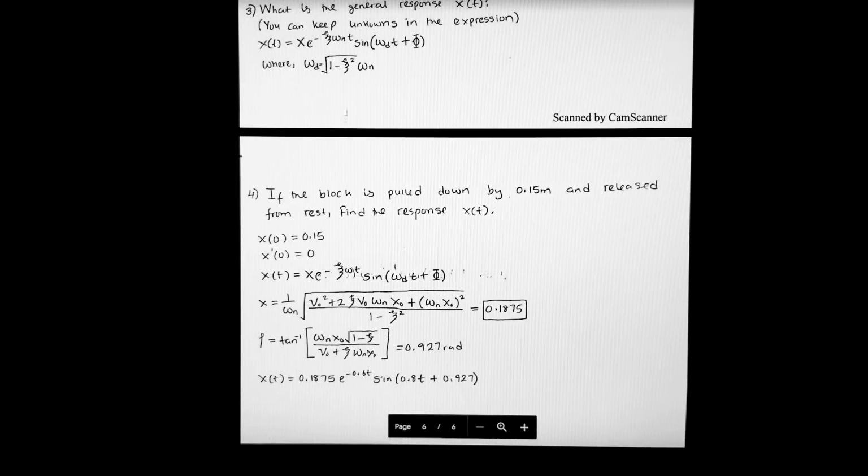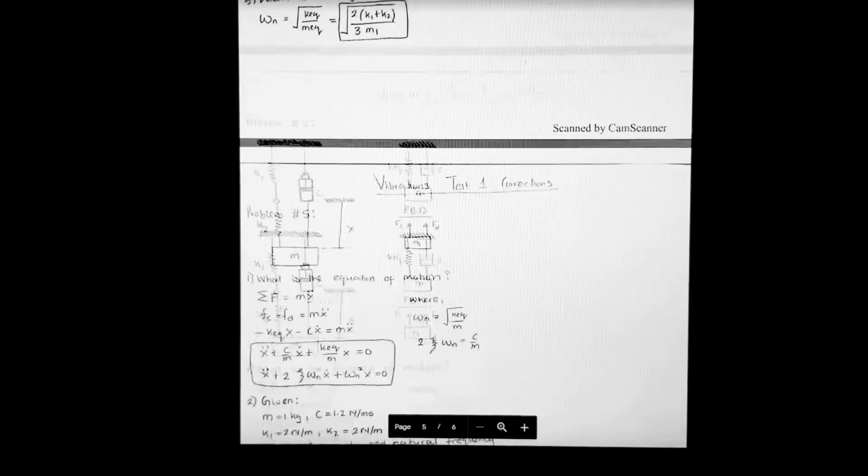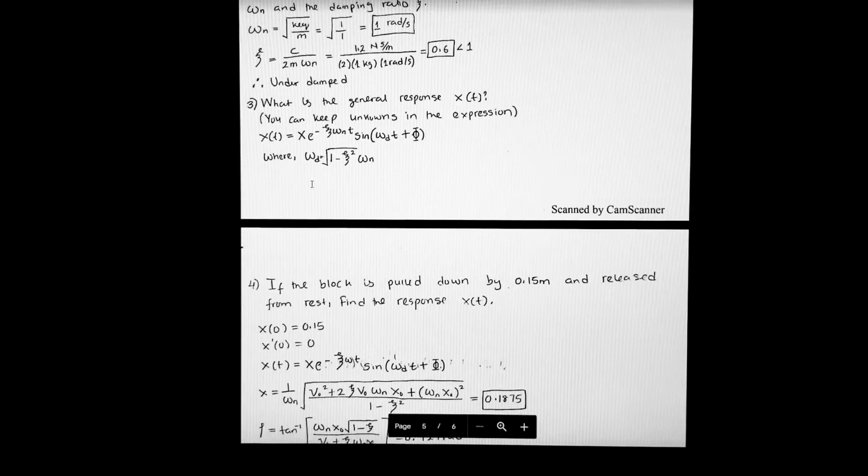So for the general response, for number 4, pretty much the last question of test 1, problem 5, we are told that if the block is put down at 0.15 meters and released from rest, we should find the response x(t), which is the general response. So we said that since it's put down, x of 0 equals 0.15, which is given to us. Then the derivative of that is 0.